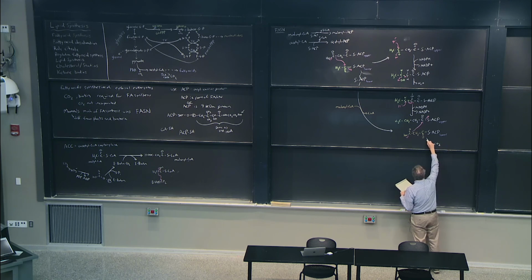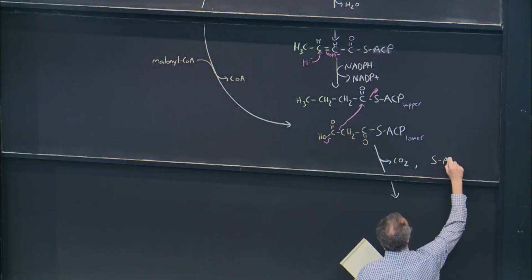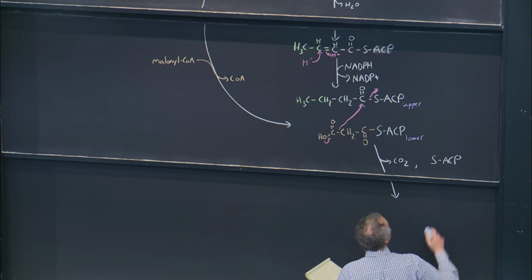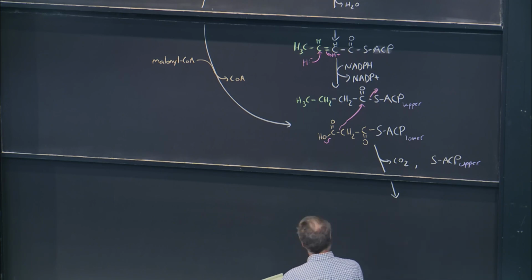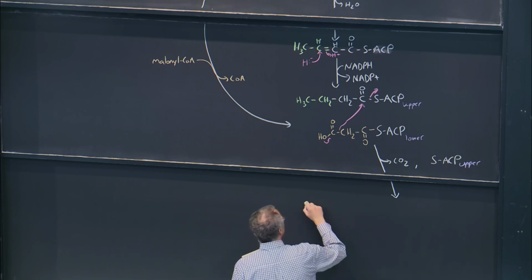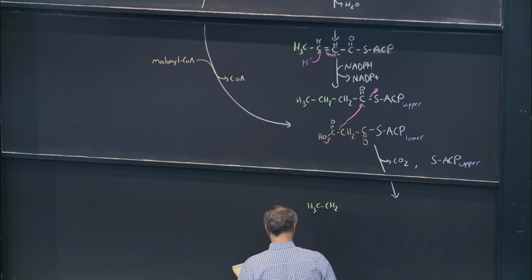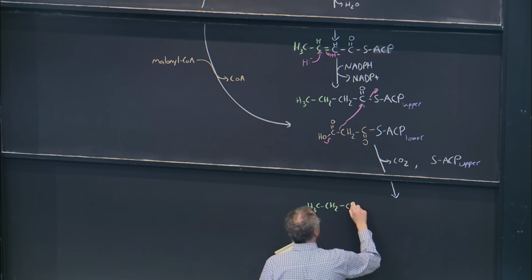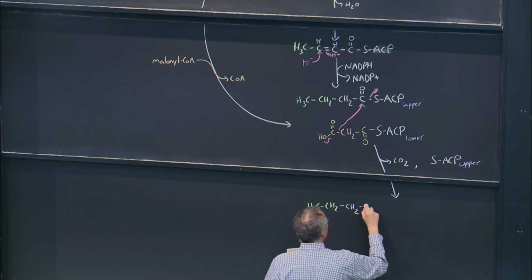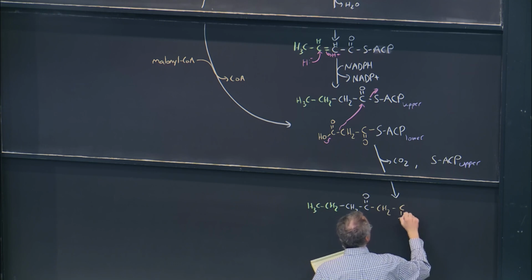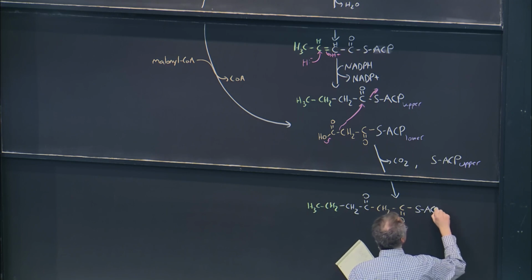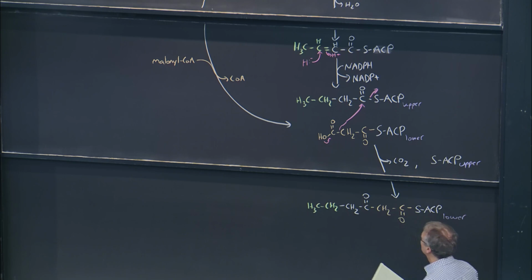That releases CO2, also releases a free SACP on the upper site, and now we are left with this 6-carbon molecule with a thioester on the ACP on the lower site. All right, hopefully you're getting the point.